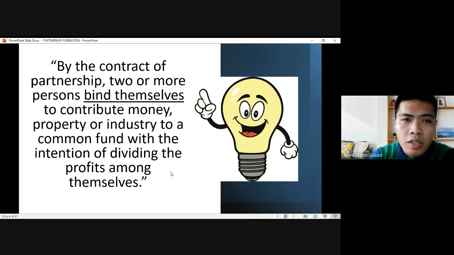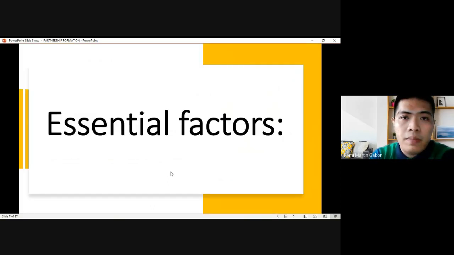So based on the definition, you may ask what are the essential factors in forming partnership. Do we need that? Yes. Do we need to know? We need to know the essential factors of a partnership.